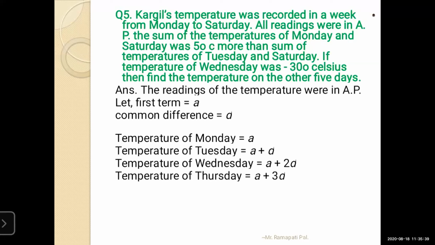Now what does the question say? The question says that Monday plus Saturday. What is Monday's temperature? A. What is Saturday's temperature? A plus 5D. So Monday and Saturday was 5 degrees more than the sum of the temperature of Tuesday and Saturday. Monday plus Saturday's temperature is equal to 5 plus Tuesday plus Saturday. Correct, Sanskriti. I think now you understood properly. Okay?